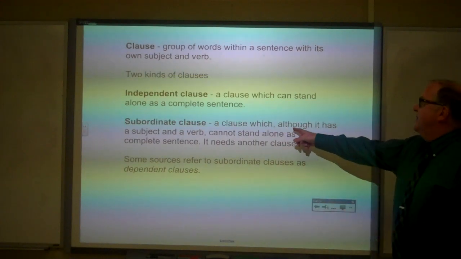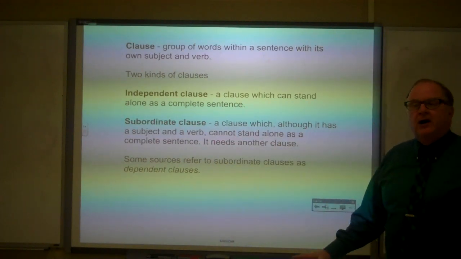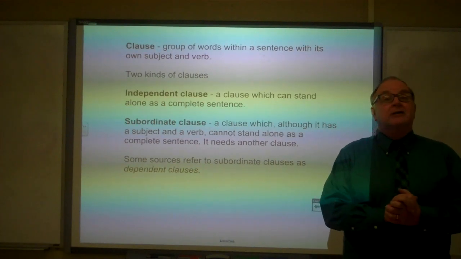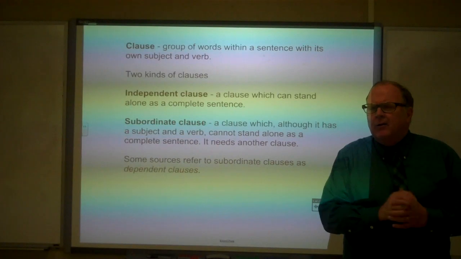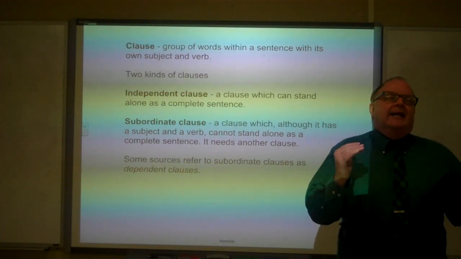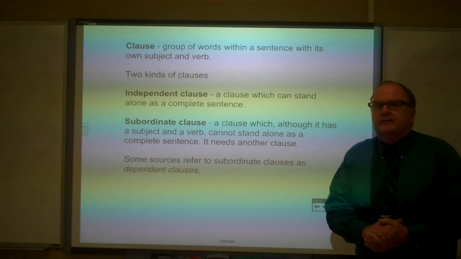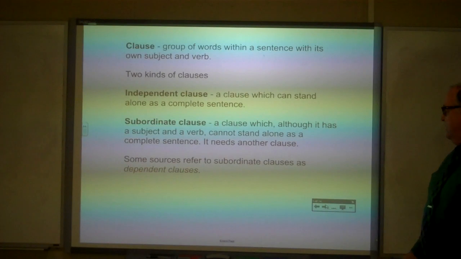Notice in this definition, for example, "although it has a subject and a verb" is a good example of a subordinate clause. We take that out of the sentence and say, "Although it has a subject and a verb," what are you talking about? Although what? It doesn't stand by itself as a complete thought. It needs something else, so it's a subordinate clause.